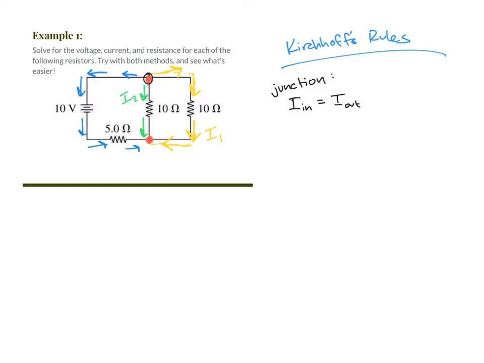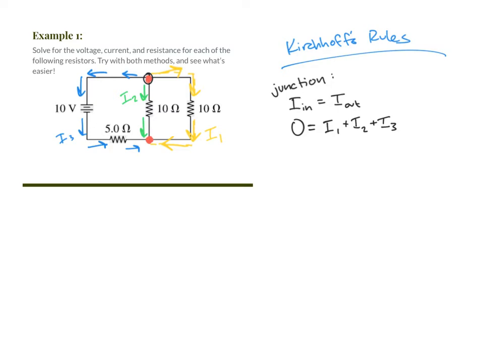But the way we drew it, we don't have any current going in. Sorry, I'm yawning because it's late. So that side's 0. The current going out is the sum of all of those other currents, I1, I2, and I3. They're all going out. I1 plus I2 plus I3 equals 0. Current in equals current out.